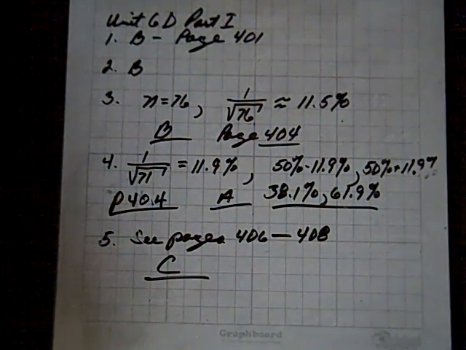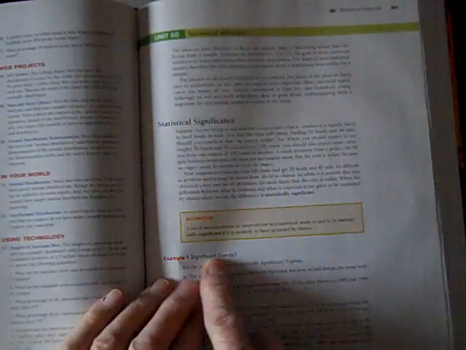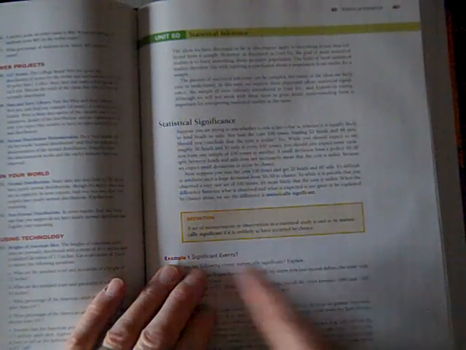Well, we're doing Unit 6D, Part 1. And the first question has to do with statistical significance. If you go to page 401, you'll see that a set of measurements or observations in a statistical study is said to be statistically significant if it's unlikely to have occurred by chance.